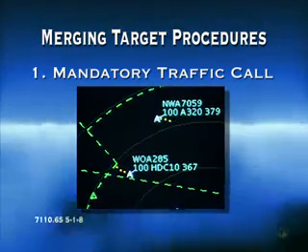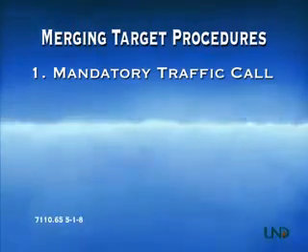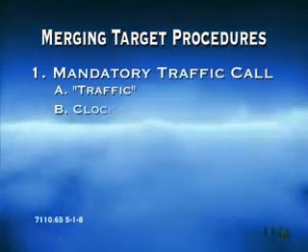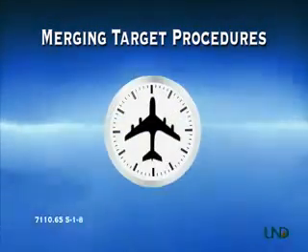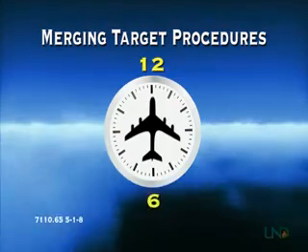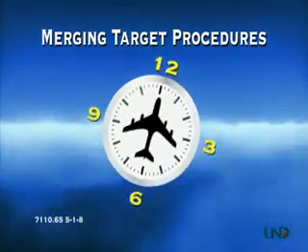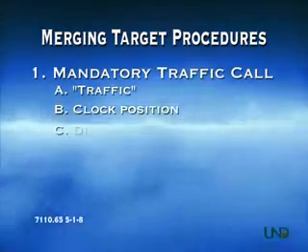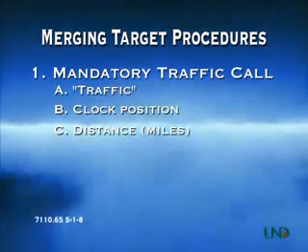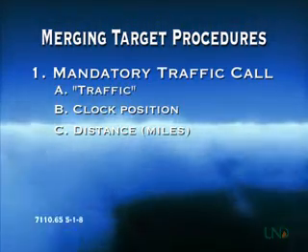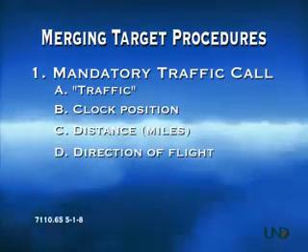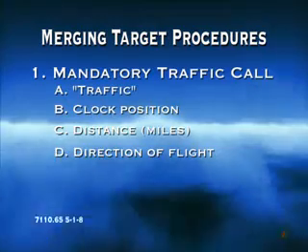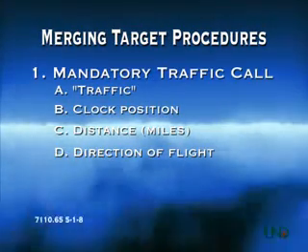The traffic call contains 6 elements, which must be said in the following order. The word traffic, the location of the traffic relative to the aircraft you are talking to. This is given as a clock position, 12 o'clock, 6 o'clock, and so on. Remember that this is relative to the aircraft, not to you. The distance of the traffic from the aircraft you are talking to. This distance is given in miles. The direction of the traffic, northbound, westbound, southeastbound, and so on. For aircraft approaching each other, you may say opposite direction, or same direction for aircraft heading in the same direction.